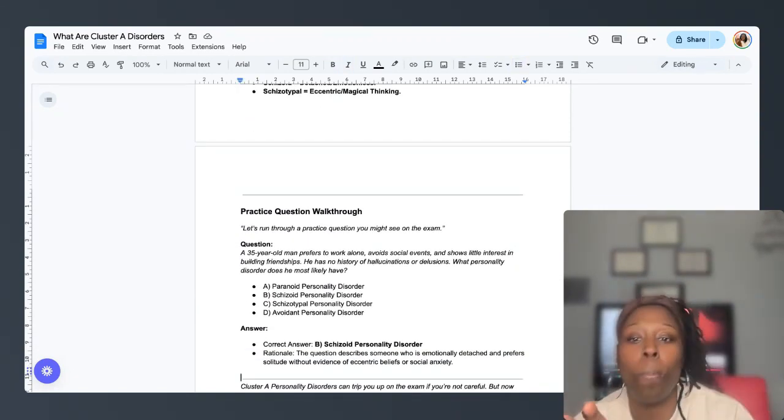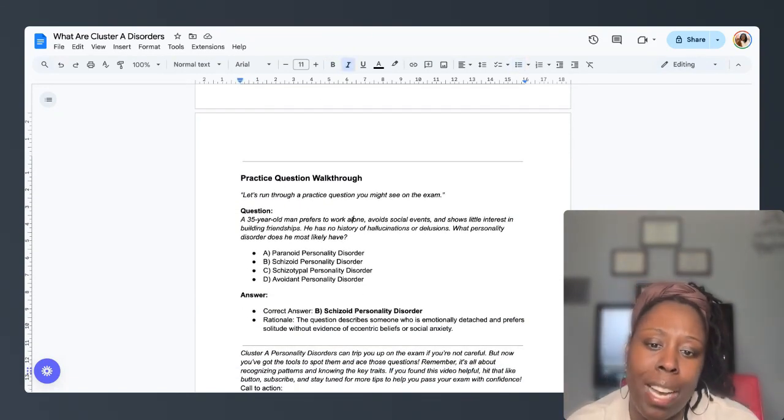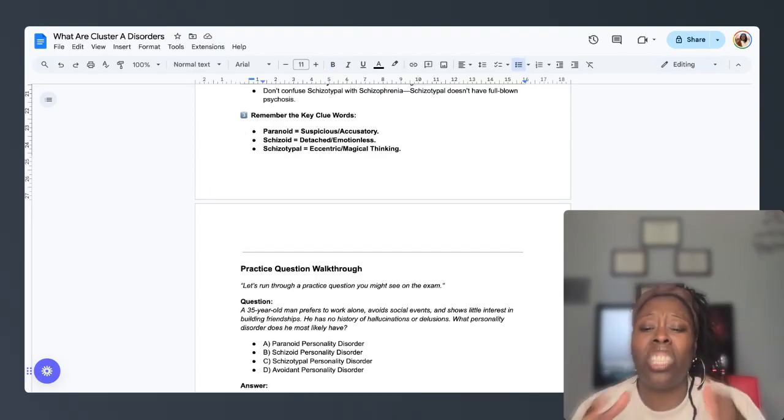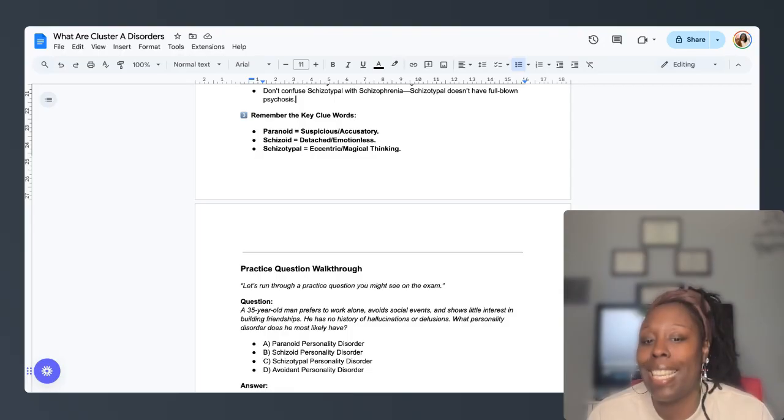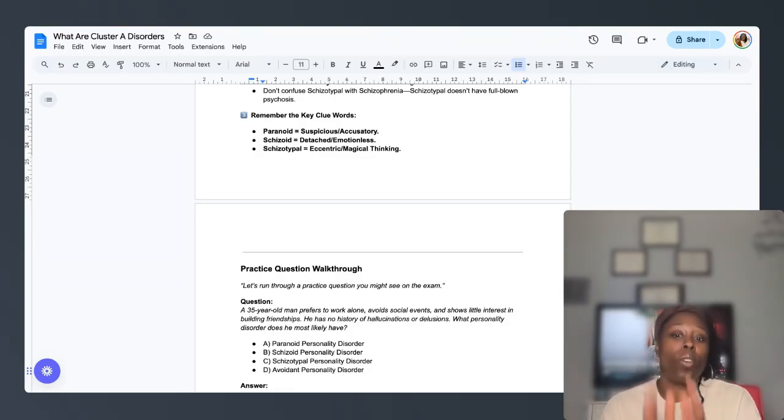So let's walk through a practice question. Of course, I'm sure you guys moved ahead and you can see the answer. But again, this is just to give you an idea. So let's run through this question. Something like this you might see on the exam or definitely in your test prep journey. So here goes. You got a 35-year-old man.